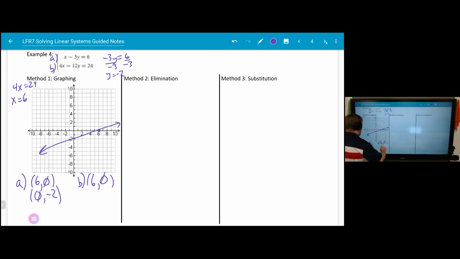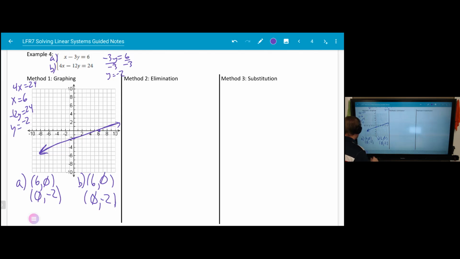And then for the y-intercept, that's when x is 0. And we just say negative 12y equals 24. Divide both by negative 12, and y equals negative 2. So if I plot the point 6, 0, which is already done, and then 0, negative 2, which I've already done, this line is also the same line.